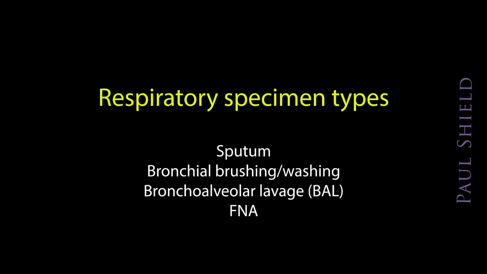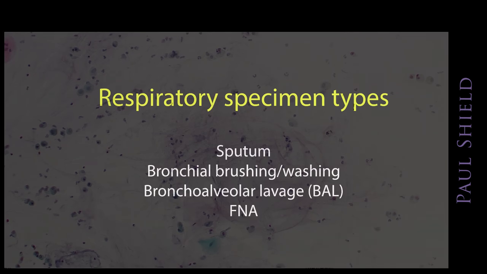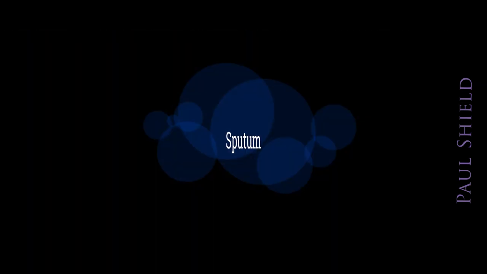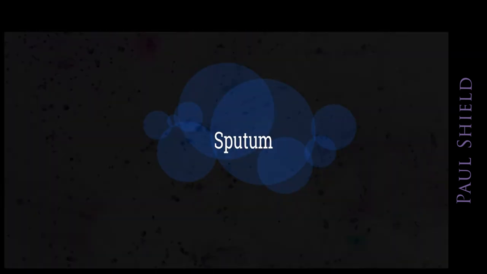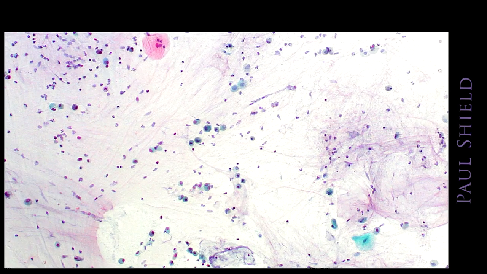Hi, it's Paul. I want to look at respiratory specimens and the different cell types you see in the different specimen types. They vary because the areas of the lung they sample are different. So we'll look at sputum first. This is exfoliative cytology, so the cells have to fall off and be coughed up.